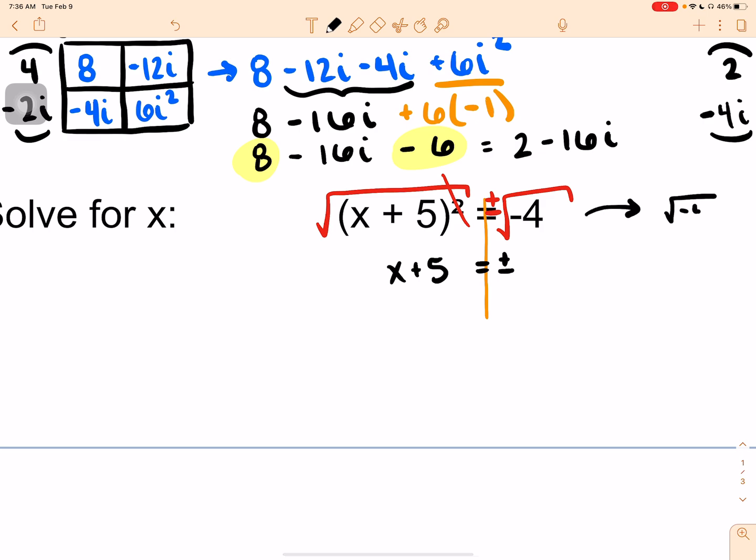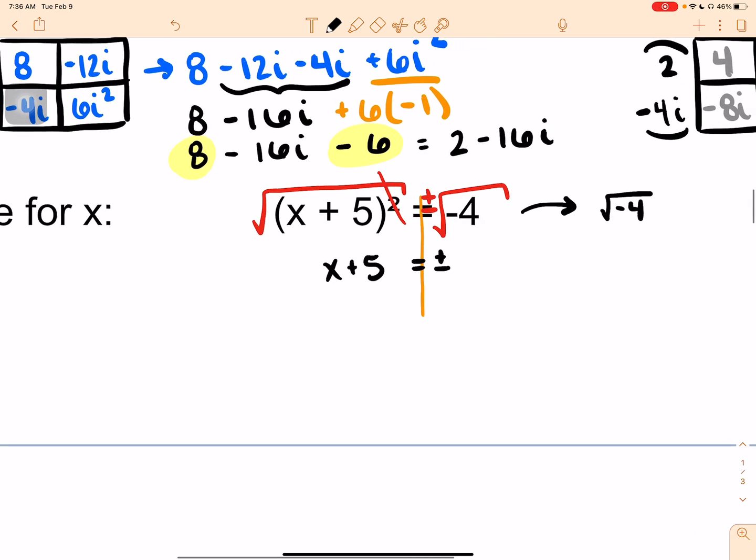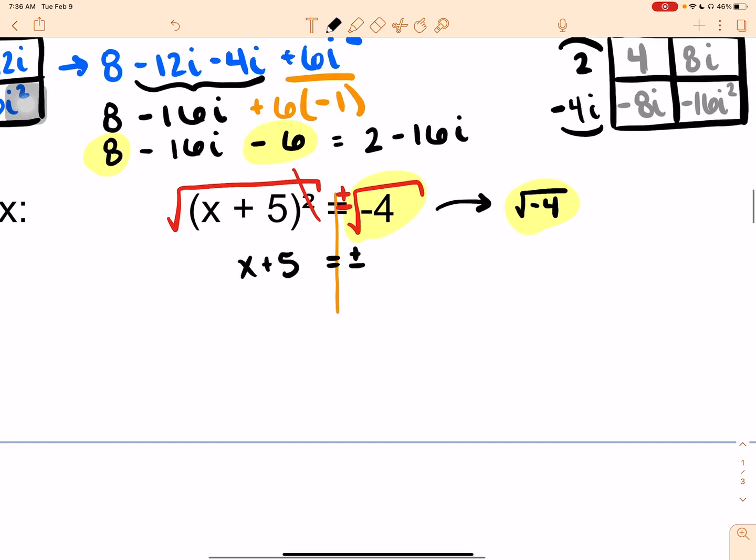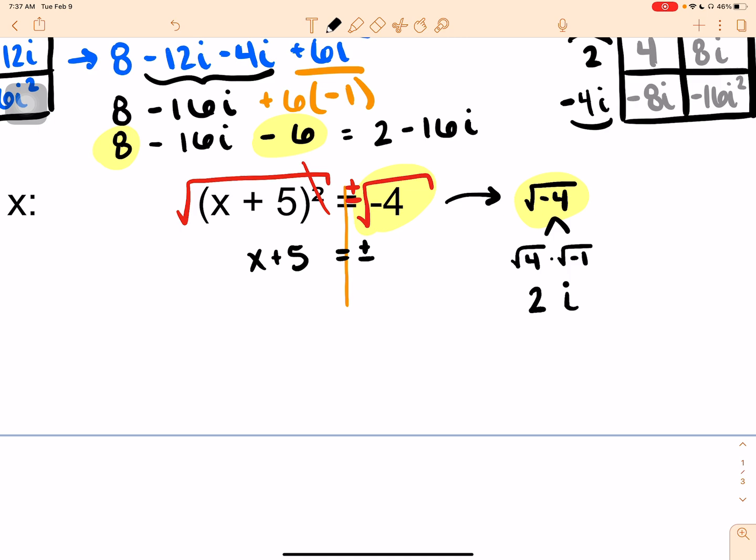Let's simplify that over here. Square root of -4. So we can split up -4 into the square root of 4 times the square root of -1. This one's nice. It's a perfect square. The square root of 4 is 2, and the square root of -1 is i. So now we have x plus 5 equals plus or minus 2i. That is what the square root of -4 is equal to.